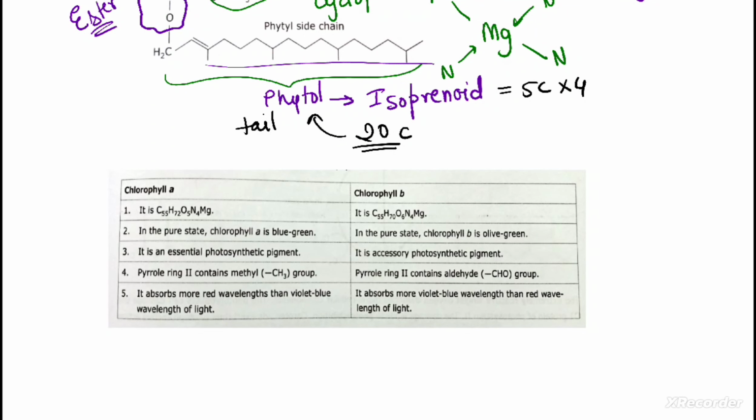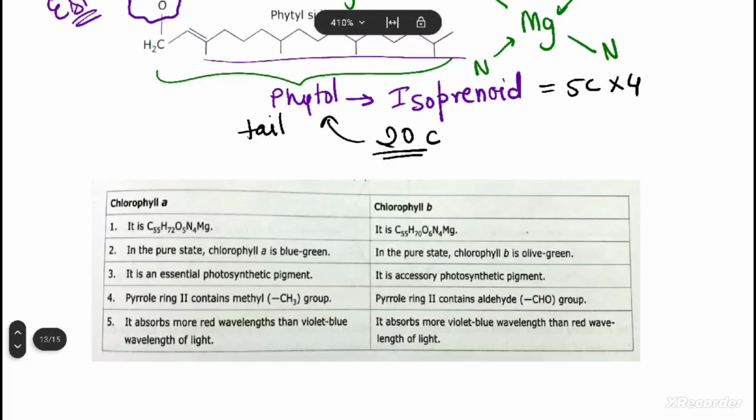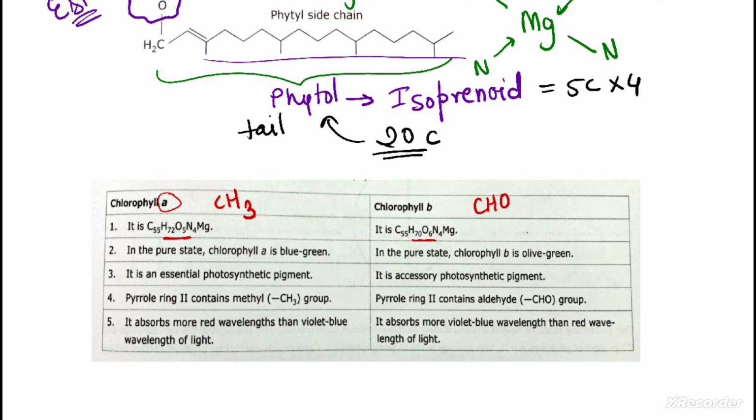Moving further, we need to focus on the differences between chlorophyll A and chlorophyll B. What are the differences between them? After learning the above part, you will understand why there is a difference in this formula. How that difference actually occurs will help you to remember the formula. I don't think you should have to remember the formula, but if you can, it is always good, isn't it? You know the reasons behind every little thing. So if you go and see, in chlorophyll A, as I said, there is a methyl group. In chlorophyll B, there is an aldehyde group, isn't it?